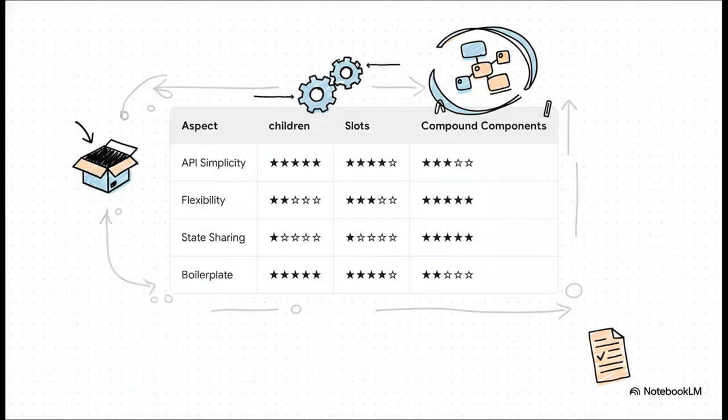So to wrap it all up, this little cheat sheet gives you a really practical way to decide which pattern to use. As you can see, the basic children prop is super simple, 5 stars for simplicity, but not very flexible. On the other end, compound components give you maximum flexibility and state sharing, but yeah, they come with a bit more boilerplate code. Use this as your guide to pick the right tool for the right job.